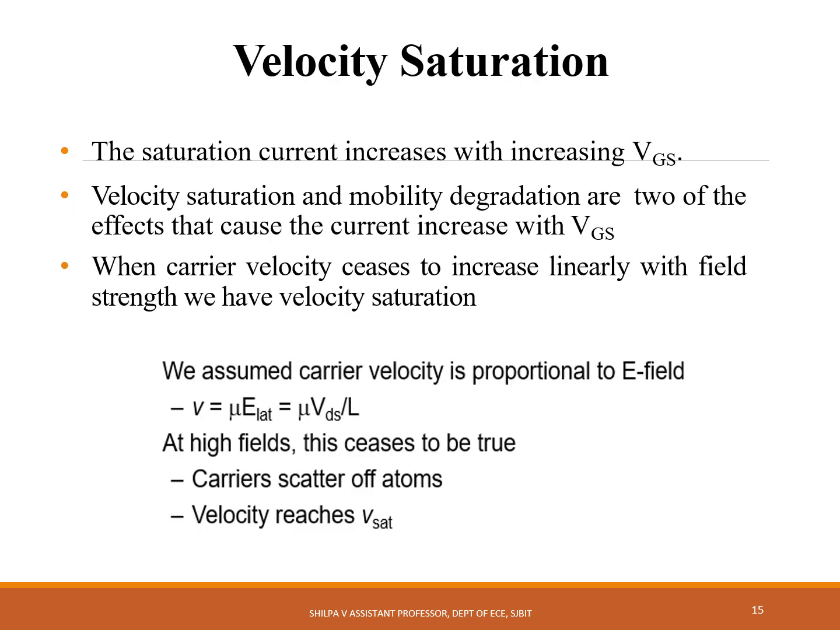So what is velocity saturation? When the saturation current increases with increasing VGS, velocity saturation and mobility degradation are two effects that cause the current to increase with VGS. When carrier velocity increases linearly with field strength, we have velocity saturation. Okay, so V is equal to mu into E lateral, which can be written as mu into VDS by L.